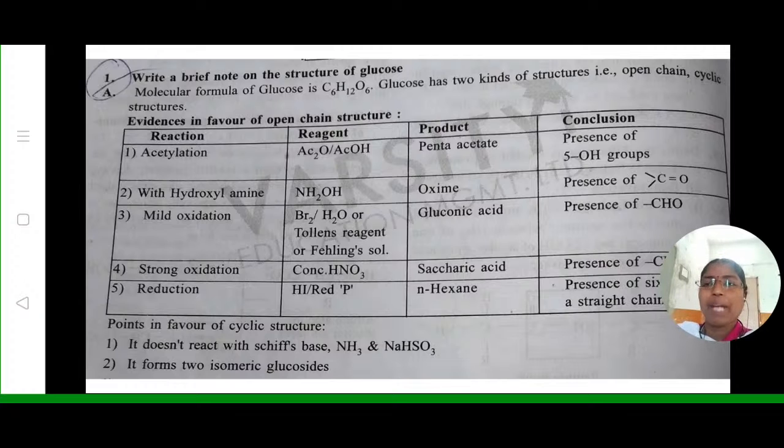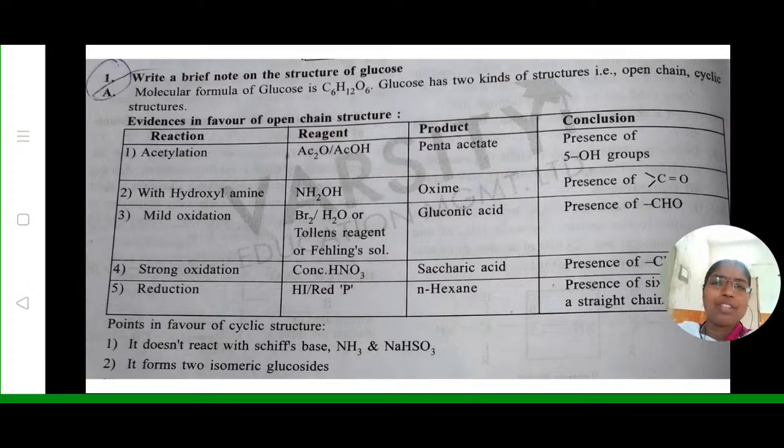And the third one is mild oxidation. In mild oxidation we are using bromine water, or Tollens reagent, or Fehling's solution. So the reagents we are using for mild oxidation are bromine water, Tollens reagent and Fehling's solution. The product is gluconic acid. Gluconic acid is the product.